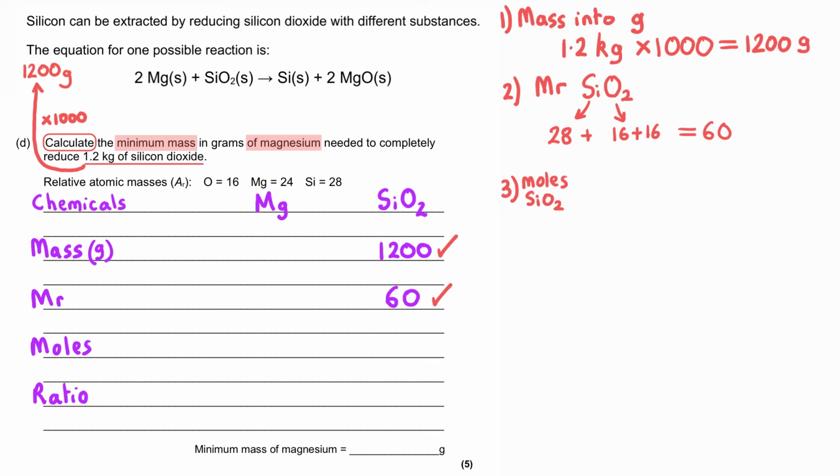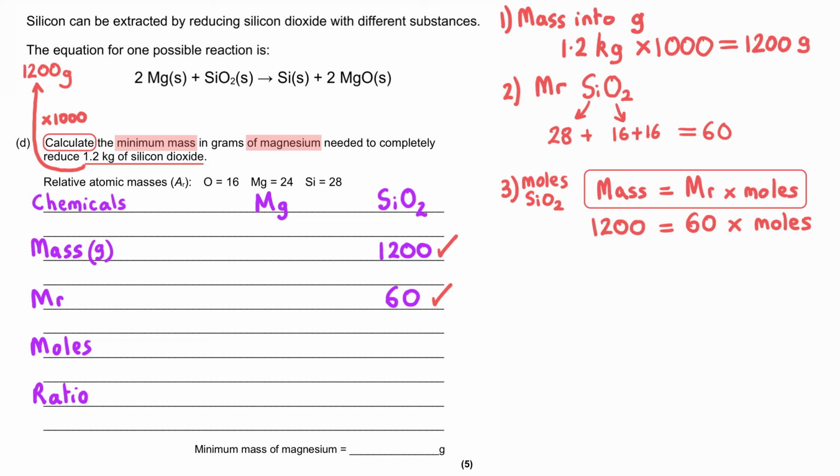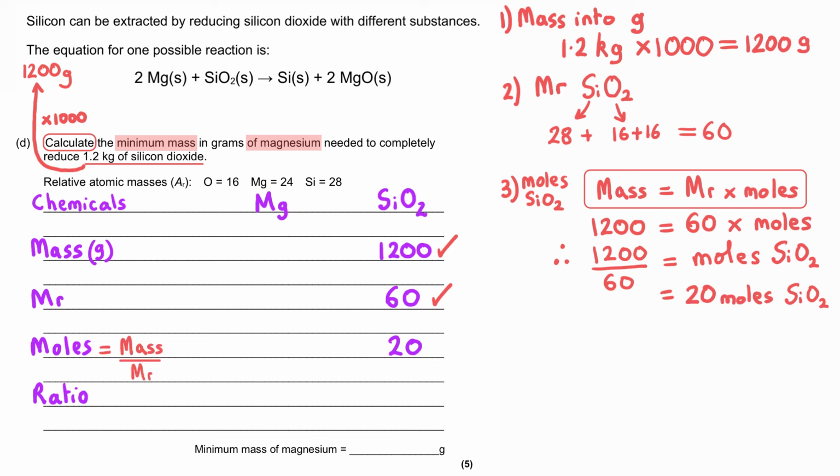And then for the third mark, we need to work out the moles of silicon dioxide. And to do that, we need to use the relationship mass equals Mr multiplied by moles. And so when we substitute those values in, we get 1200 grams equals 60 multiplied by moles. And then we rearrange this to find the moles of silicon dioxide, and we get 1200 divided by 60, which gives us 20 moles of silicon dioxide.